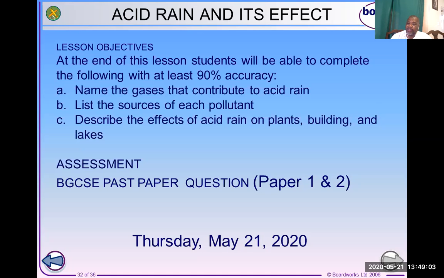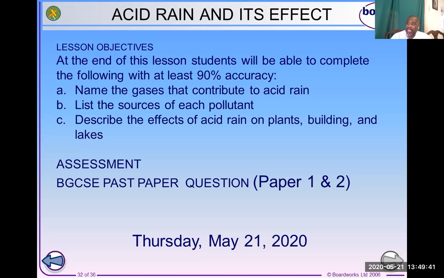What's the effect of acid rain on plants? Plants lose their foliage, or damage to the foliage, or the leaves, that's what we're talking about. If they cannot do that, then they will not be able to photosynthesize. Buildings will also be destroyed as a result of corrosion. Remember, most of these are made from limestone, and they can be dissolved as a result of the acidity of the water.